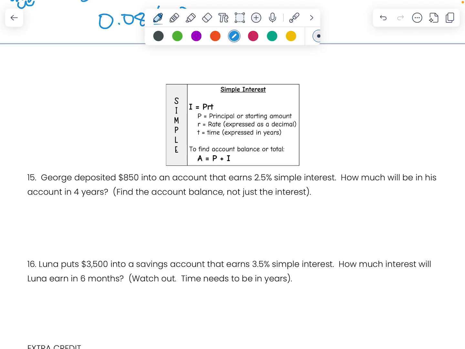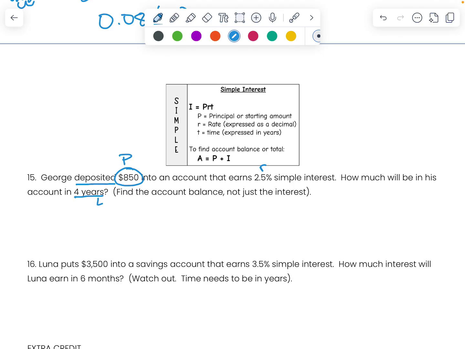So it says George deposited. Okay, when you deposit, that's the money you start with. Okay, so that's going to be our P value into an account that earns 2.5%. That's going to be our rate, but we've got to make it into a decimal. Yes, there's a decimal point in it, but that doesn't mean that you just put 2.5. We actually have to make it into a decimal without the percent sign. How much will be in his account in 4 years?